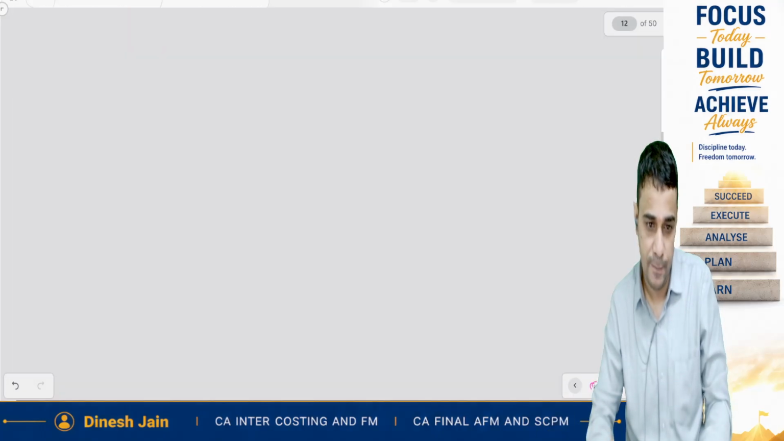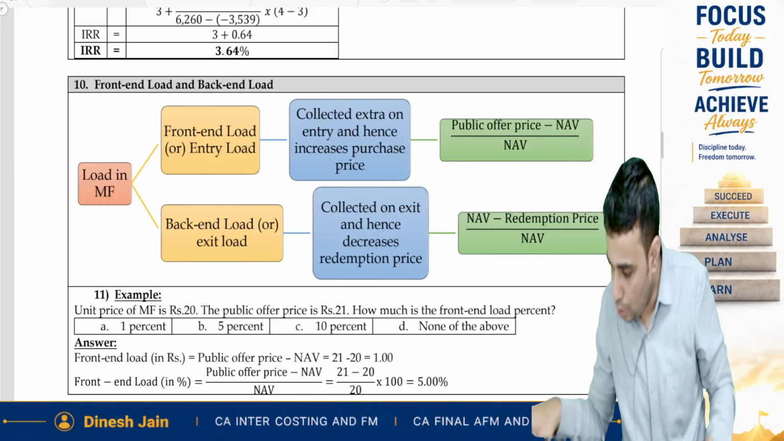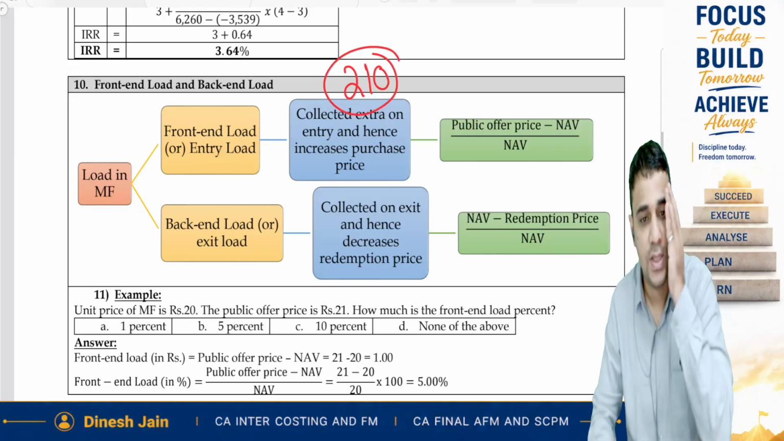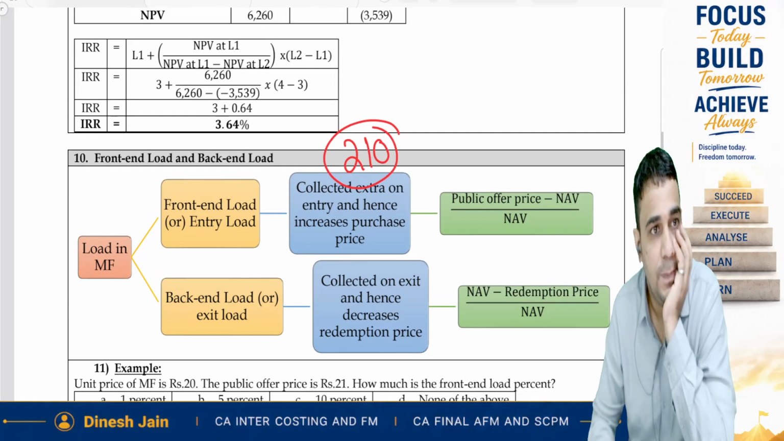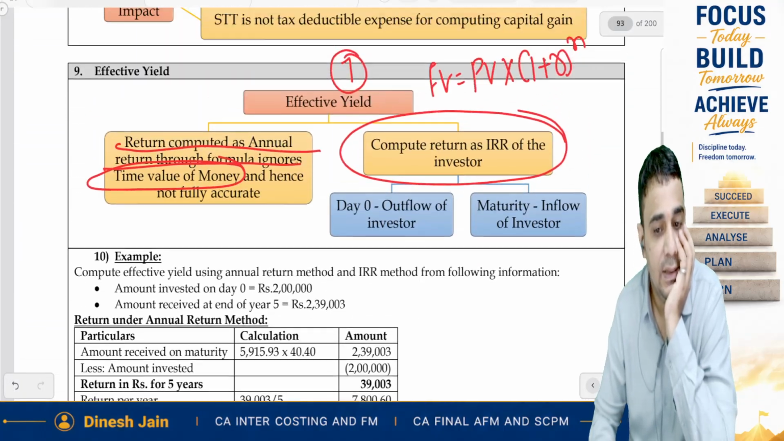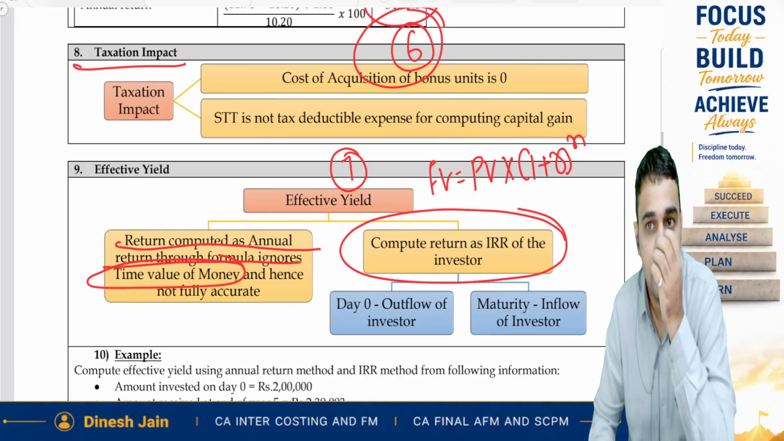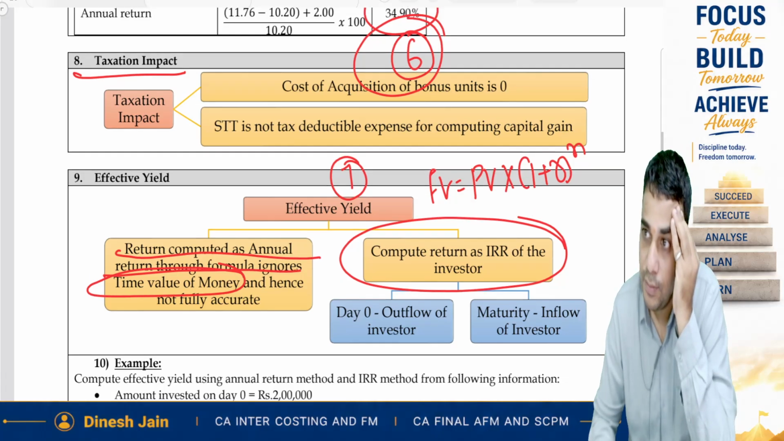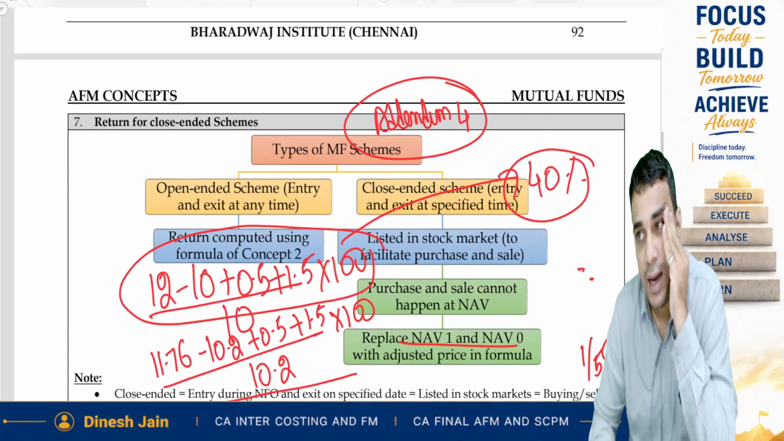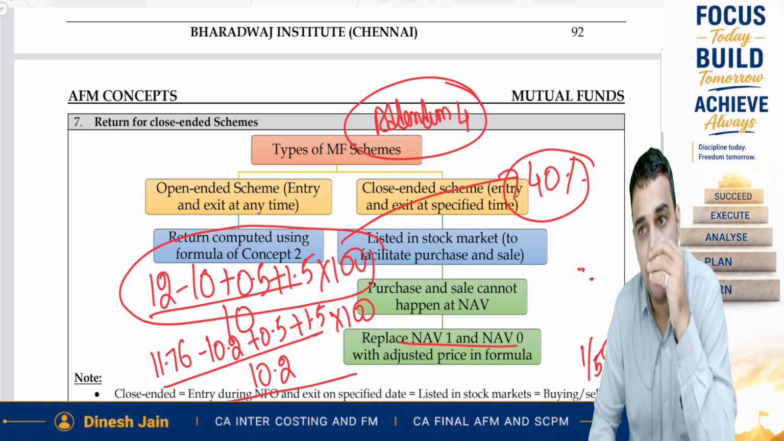Okay, and one more thing, go back to your concept book. Concept 10, question 10. Concept 9, question 7. Concept 7, addendum question 4.